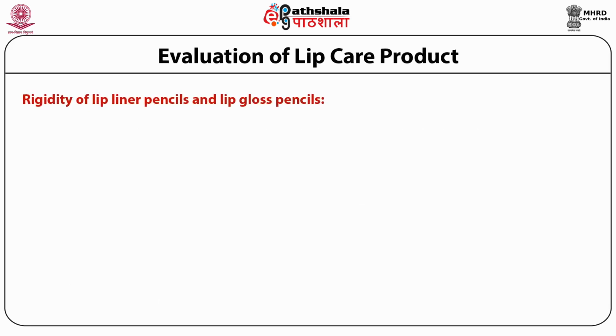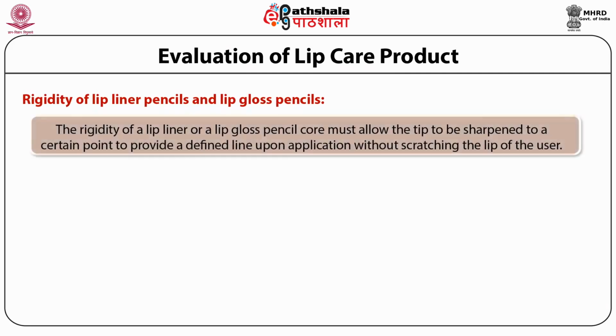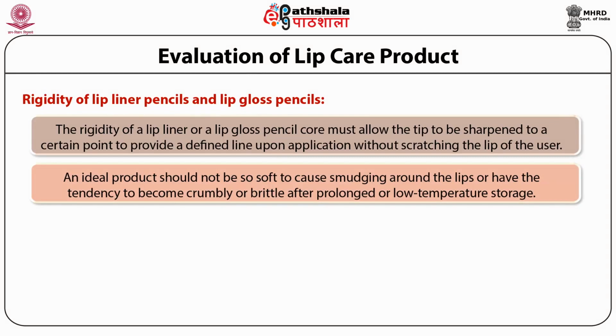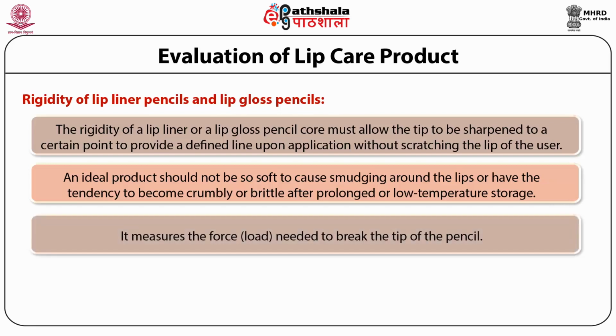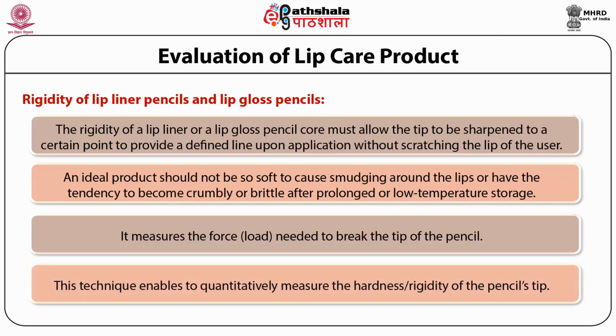Rigidity of a lip liner or a lip gloss pencil core. The rigidity of a lip liner or a lip gloss pencil core must allow the tip to be sharpened to a certain point to provide a defined line upon application without scratching the lip of the user. An ideal product should not be so soft to cause smudging around the lips or have a tendency to become crumbly or brittle after prolonged or low temperature storage. It measures the force needed to break the tip of the pencil. This technique enables to quantitatively measure the hardness or the rigidity of the pencil's tip.